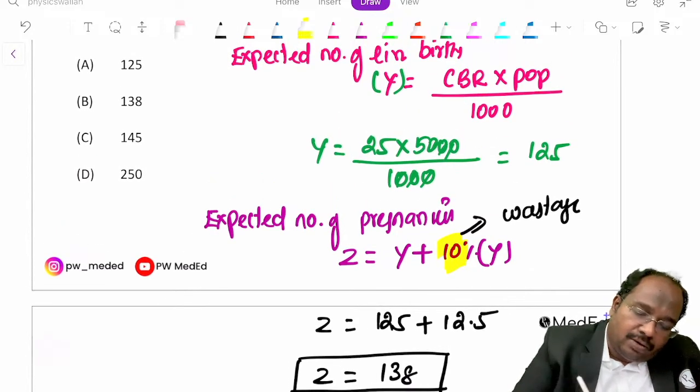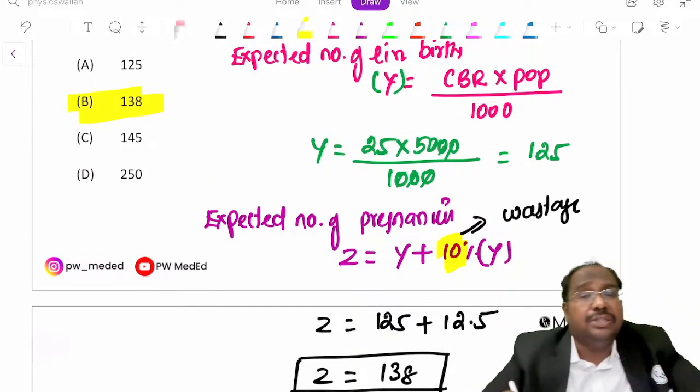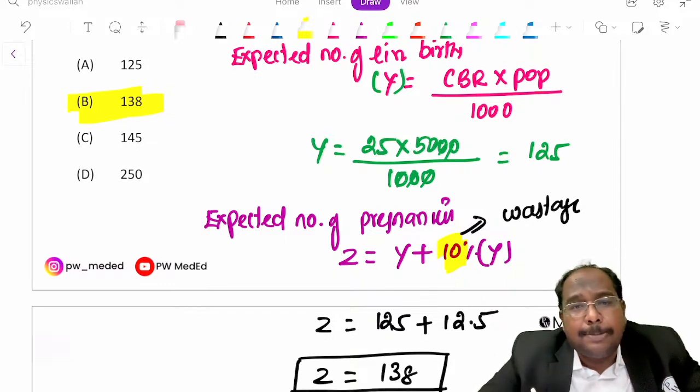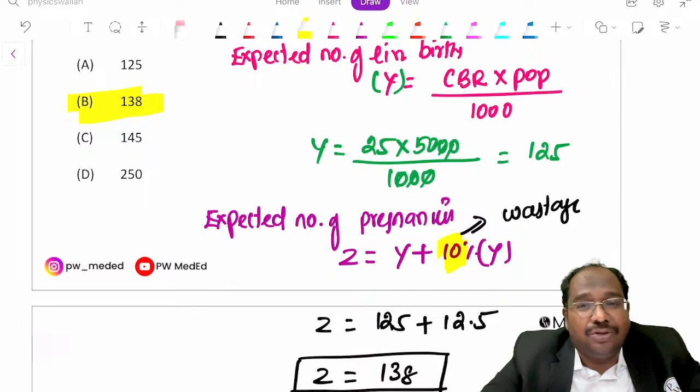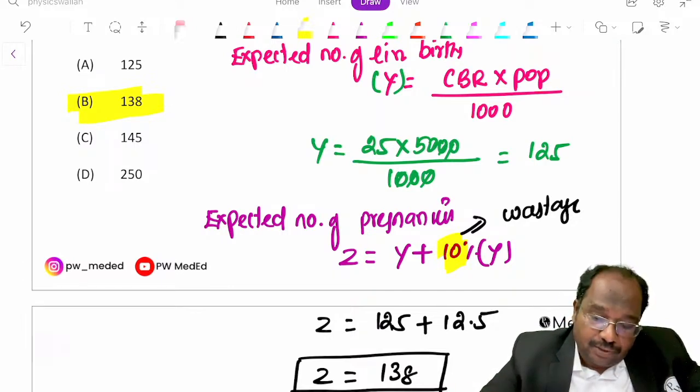You should be able to answer this, guys. Whatever we are discussing, these are past year exam questions only, from the last 3-4 years. Okay, fine. You'll go to the next one.